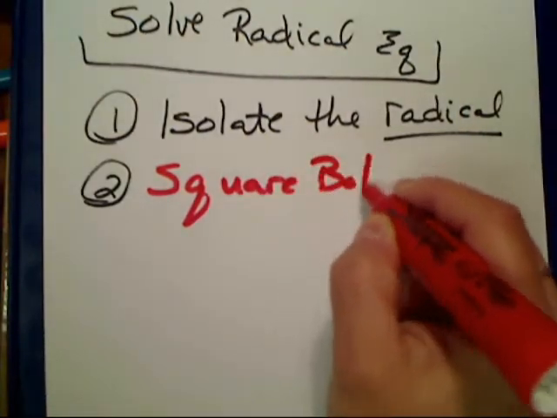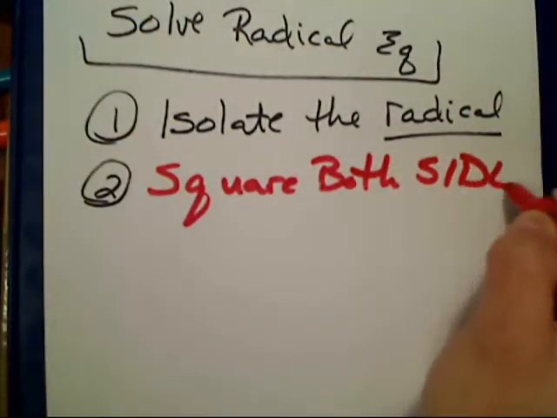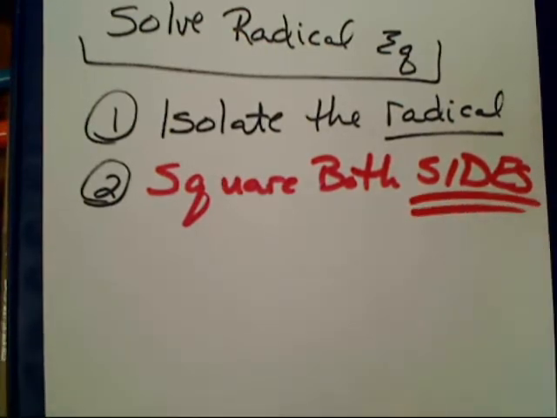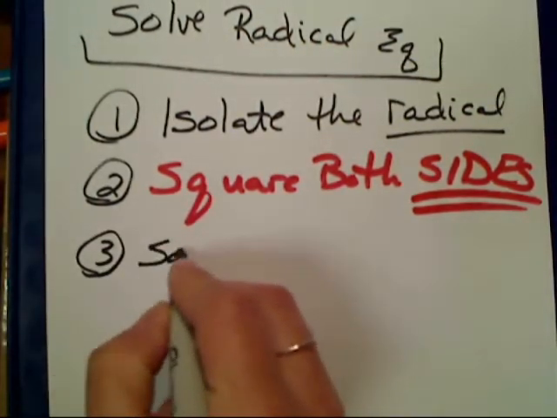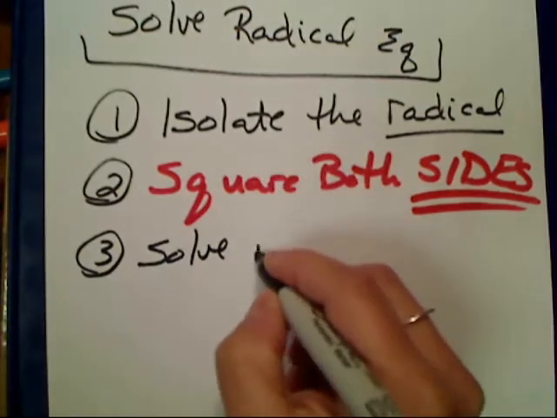Square both sides. You cannot square individual terms. Whether it's underneath the radical or outside, it's squaring both sides of your equal sign. After you square both sides, you'll get rid of the radical, and so now you have an equation that you can solve.